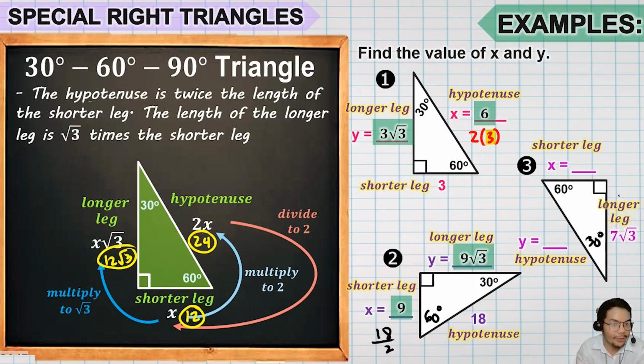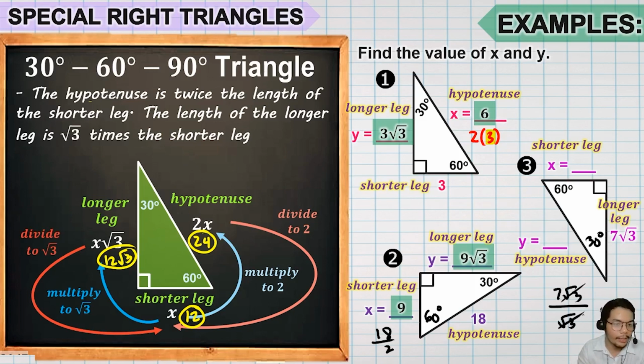Anong sukat ng shorter leg? Galing ng longer leg, papunta ng shorter leg, mag-divide ka lang ng square root of 3. So, from 7 square root of 3, you just divide square root of 3 from that. So, we can just simplify at ang matitira na dyan for the value of x is 7. So, yun na yung shorter leg natin. May shorter leg ka na, hindi na magiging mahirap yung hypotenuse kasi times 2 mo lang. Ayun na yung sukat ng hypotenuse. So, from the shorter leg, which is equal to 7 times 2, therefore, the value of y is equal to 14.